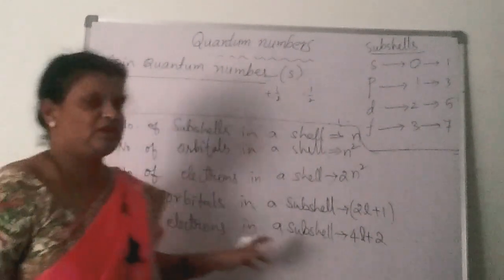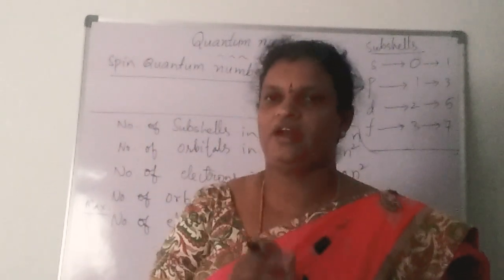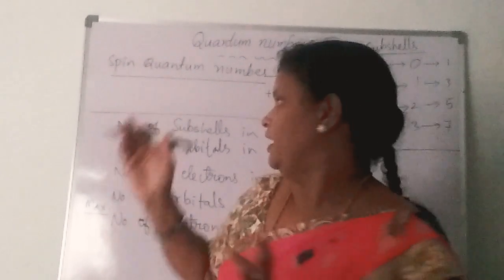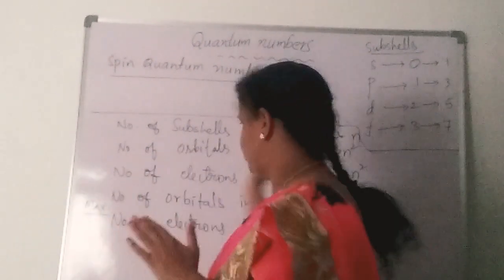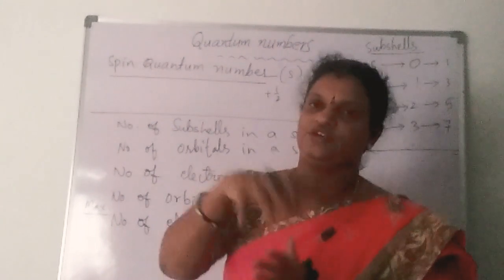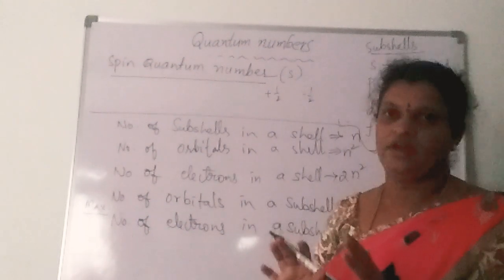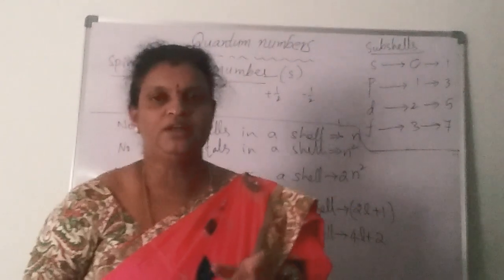Right? So the spin quantum number has only 2 values, plus half and minus half. N values start from 1 onwards and proceed like that. L values start from 0 onwards up to N minus 1. And M values are based on the L value. S has only plus half and minus half. Right? So these are the quantum numbers. Based on these only, we can say the position of the electron.